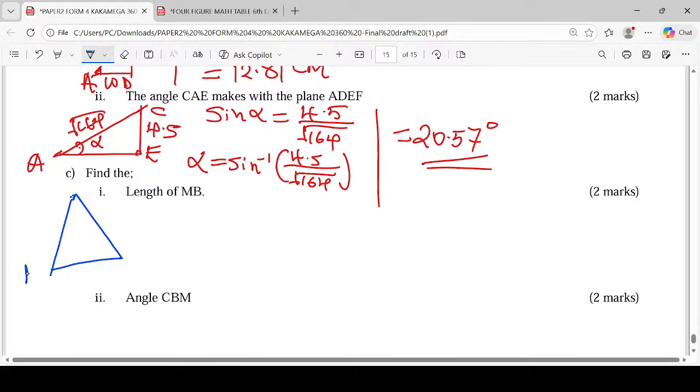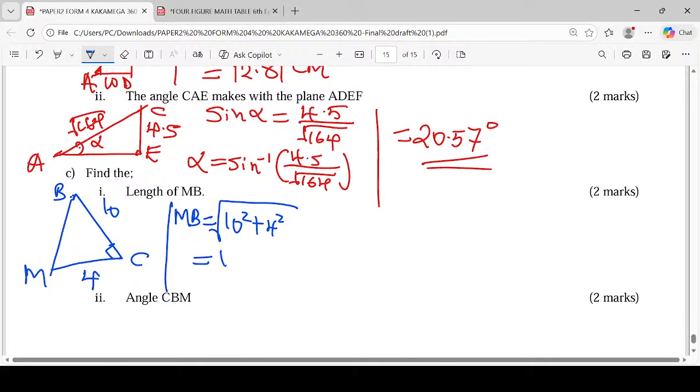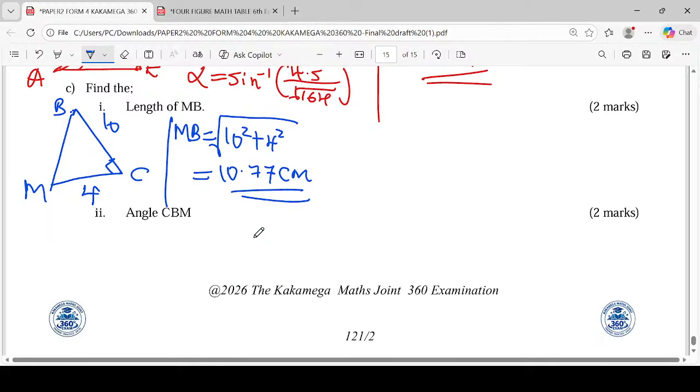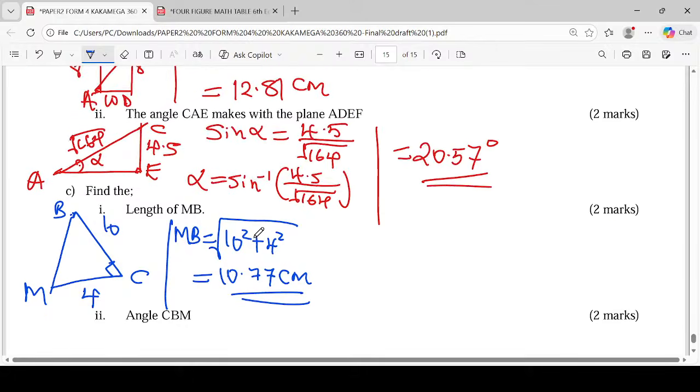We are having something like this. This is M, B, C. My 90 is here. MC is 4. This is 10. So I want this MB. So that means my MB will be 10 squared plus 4 squared, then I square root. So when you consider that, that will be 10.77 centimeters.